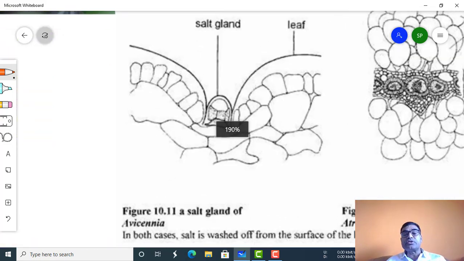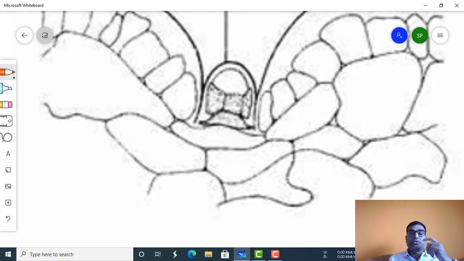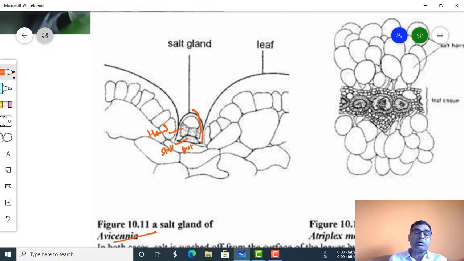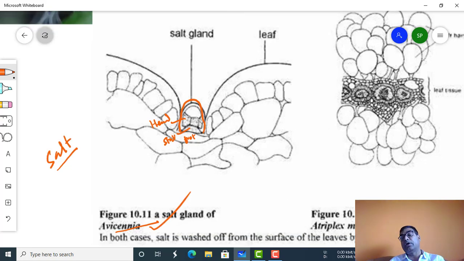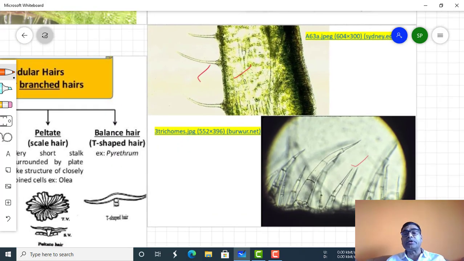These are the glands present in the halophytic plant or mangrove plant, Avicennia. In the mangrove plant, if you see, usually a foot region is present, then a stalk region, and a head region. So this is a glandular structure observed in the mangrove plant, and this gland is called a salt secreting gland, which is usually observed in Avicennia as well as in the Atriplex plant. Just see this figure again.